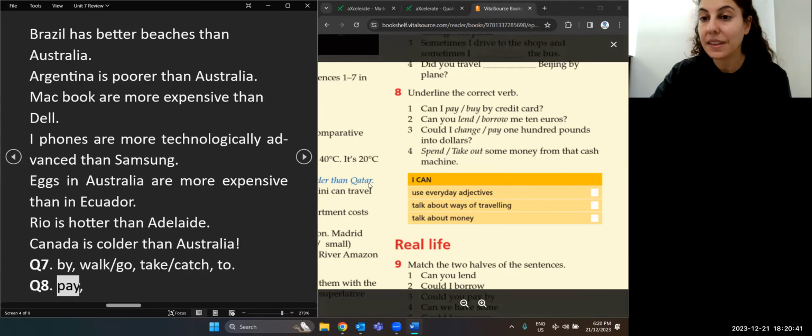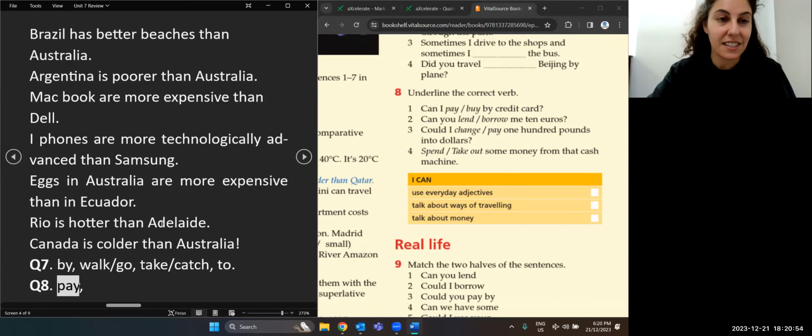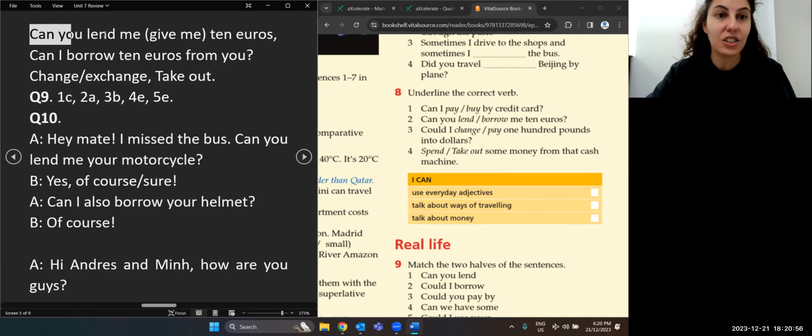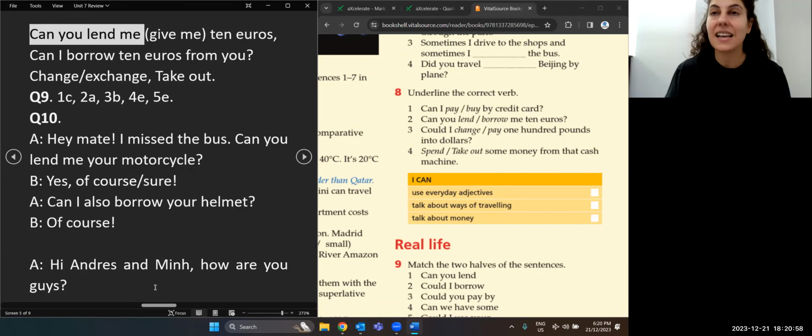Can you something me $10? Now remember, there were two ways that we can ask someone when we want help. We can say, can I borrow $10? Or can you lend me? So this way we need to say, can you lend me? It's the same as saying, can you give me? Can you lend me? And I'll give it back to you. That's what it means.